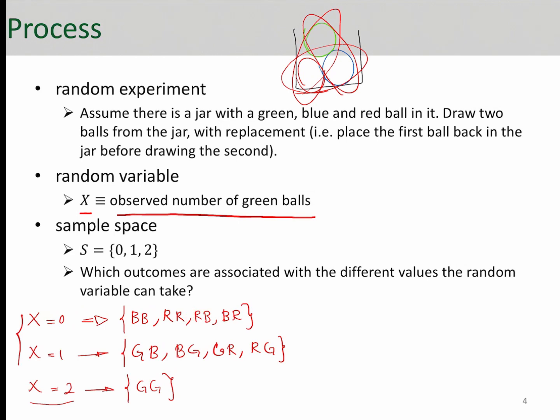And that's the job of a random variable, to assign numbers to the outcomes in the random experiment. And the good thing is, defining a random variable is up to us. I could define another random variable, let's say y, and that would be the observed number of red balls, for example.